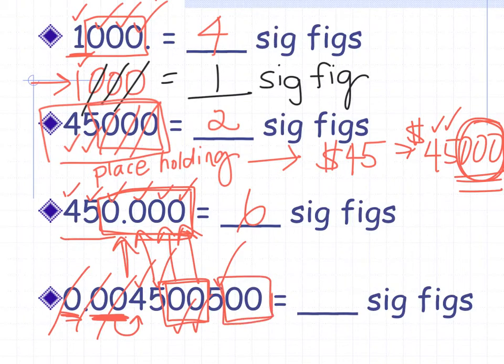These are trailing zeros. What are they trailing? They're trailing the 5. Is there a decimal? Yes. So are they significant? Yes. And so these zeros also count. So the answer to this guy is 7.